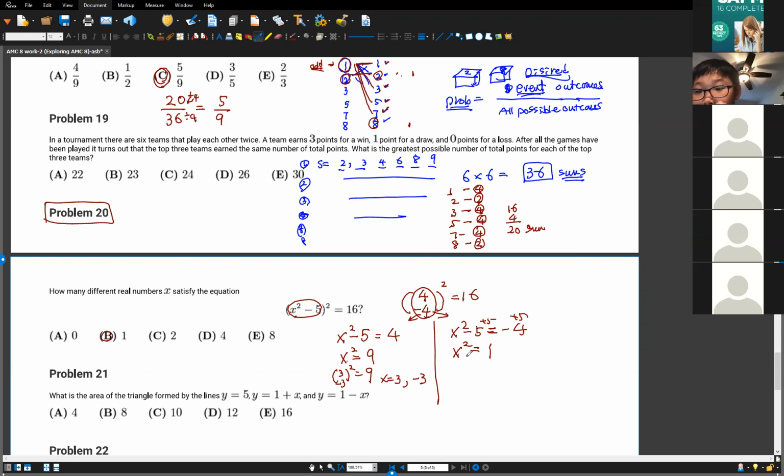Over here, x squared is 1. 1 times 1 is 1. It can be 1 or negative 1 times negative 1, right? It's 1, too. So this number can be 1 or negative 1. They are different numbers. Choice D is the answer, okay?